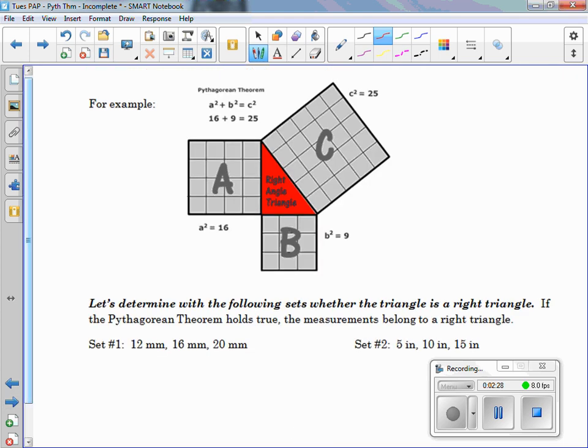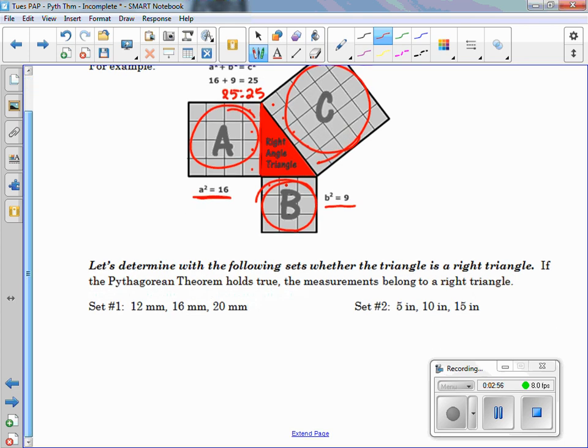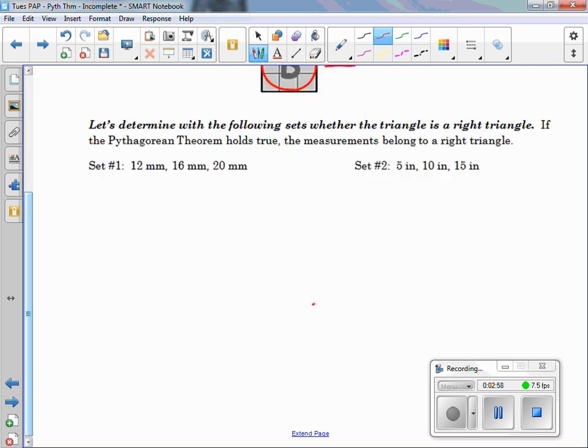So here was the proof. Again, we had A was 1, 2, 3, 4, so A squared is 16. B was 1, 2, 3, so B squared was 9. 1, 2, 3, 4, 5. 5 squared was 25. And if you plug in 16 plus 9 equal to 25, 25 does equal 25. And again, you've been investigating that the past couple days.